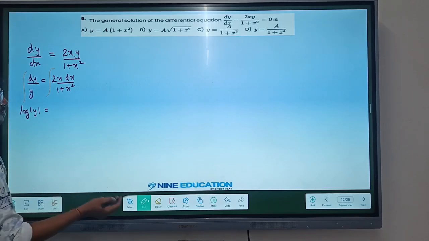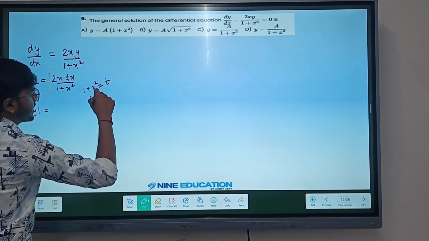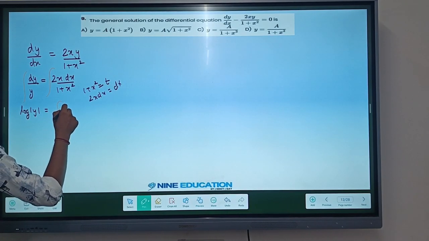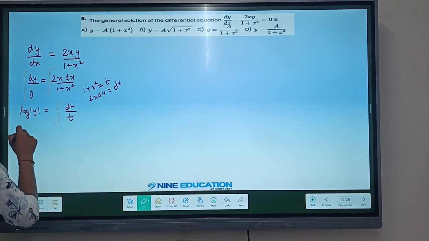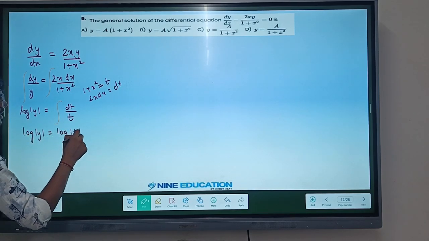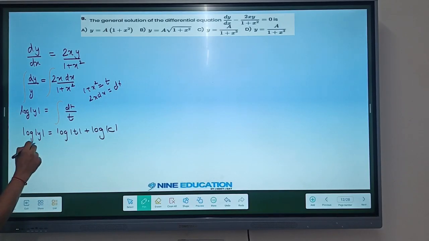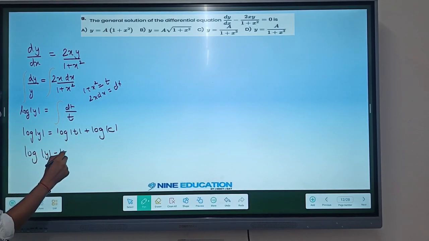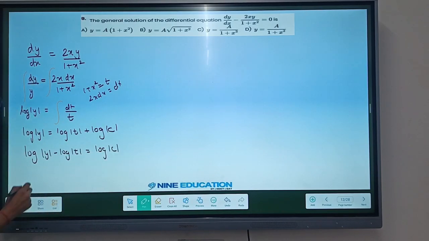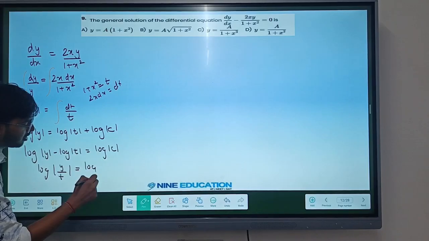Integration of dx, how to solve this integration? Take 1 plus x square as t. So 2x dx would be dt. So integration of dt divided by t. So log mod y is equal to log mod t plus log mod c, let's say. So what will we get? Log mod y minus log mod t equal to log mod c. So log of y by t equal to log of c.